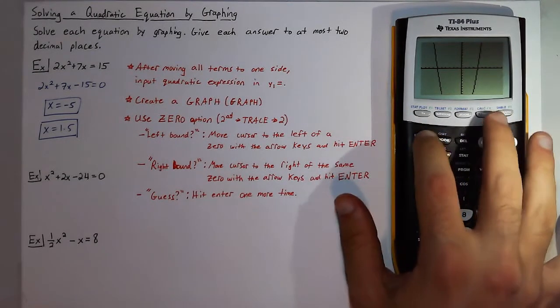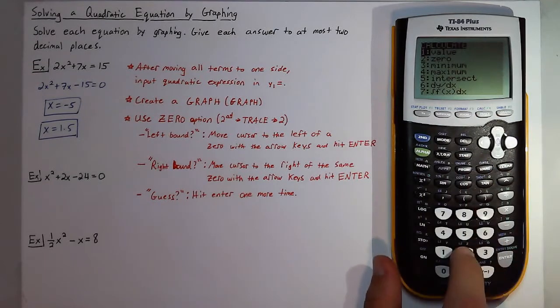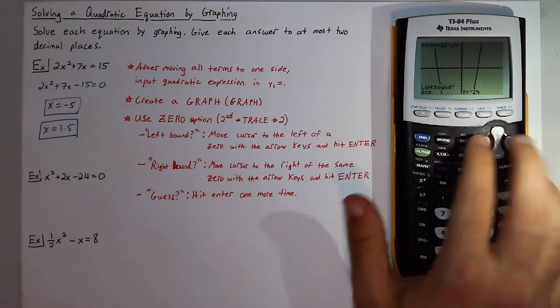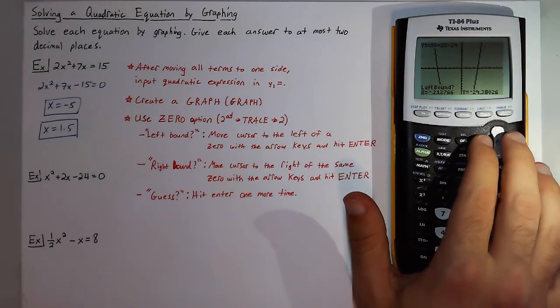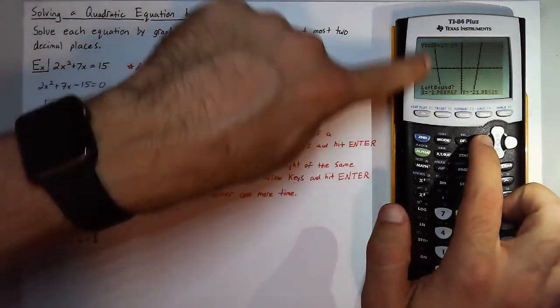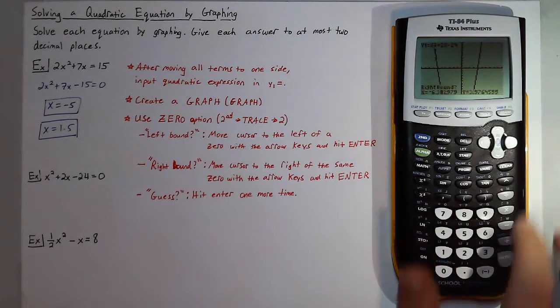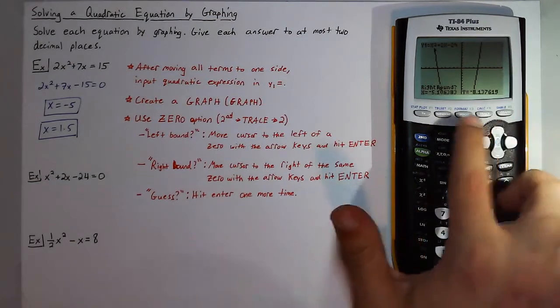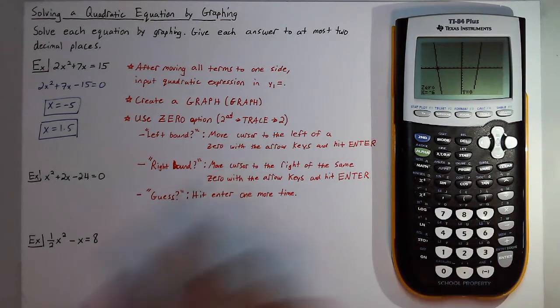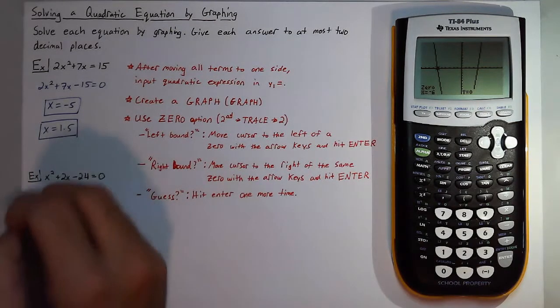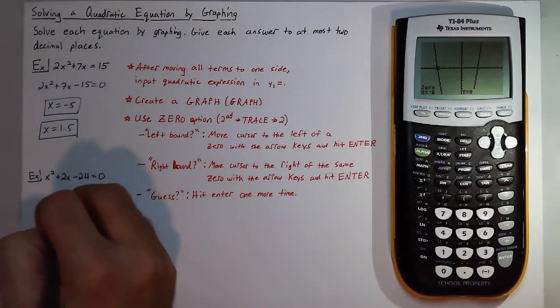And now I'll hit second trace 2. It's another fast way to get there. Hit the second option. Left bound, so again, I'm going to go left until I see my cursor pop up by this 0. There it is. Go left of it. Hit right a few times, make sure I'm right of it. Hit enter again to guess, and it's at x equals -6.